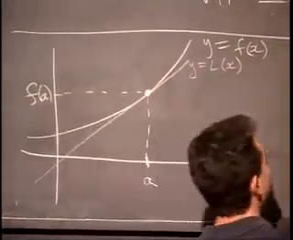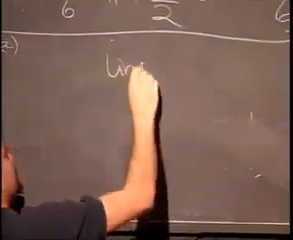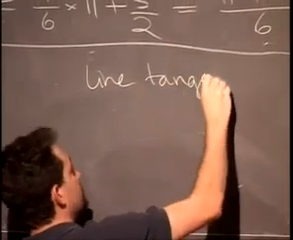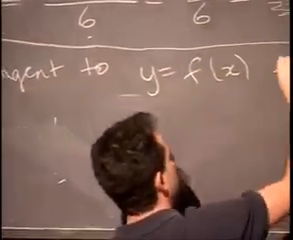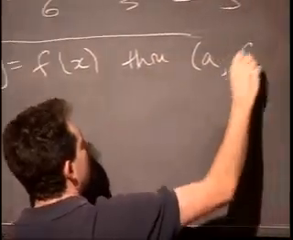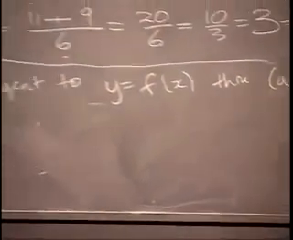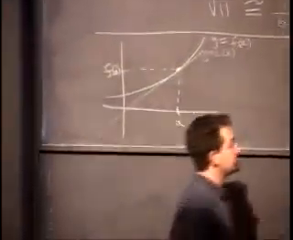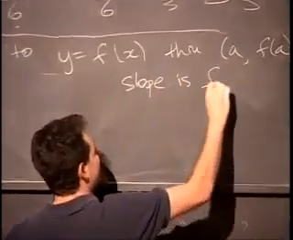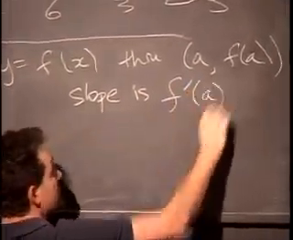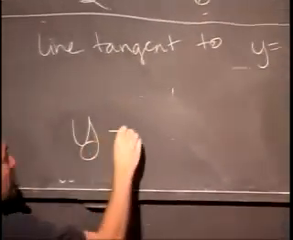And I need the equation of the linearization. So let's just work it out in general. What I get is, so I want the line tangent to y equals f of x through a, f of a. That's the point on the curve, a comma f of a. And I want that tangent line. Well, the slope, of course, is f prime of a.